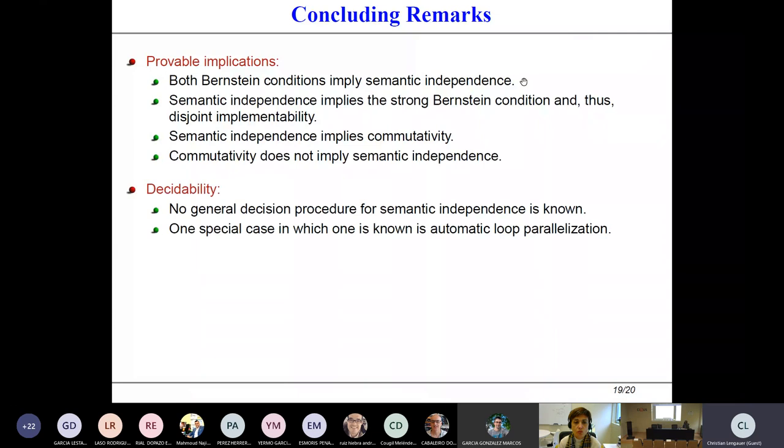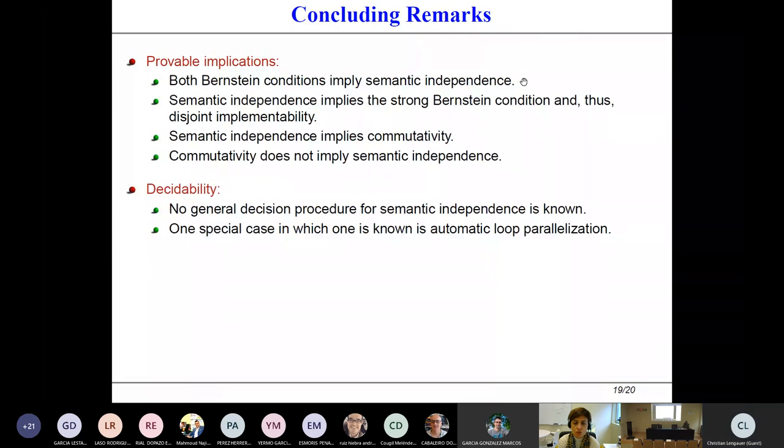So decidability: of course, there is no general decision procedure for semantic independence. I never expect there to be one. It's in my intuition much too general a problem. You have to think about it. But if you restrict the application domain, then you may be able to find such computable criteria or decision procedures.